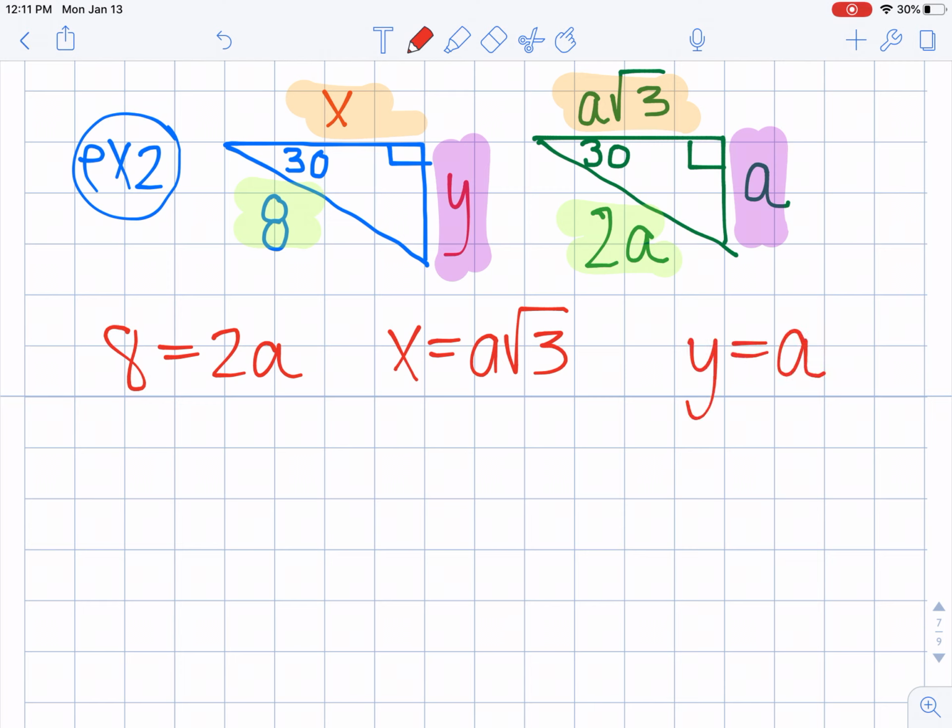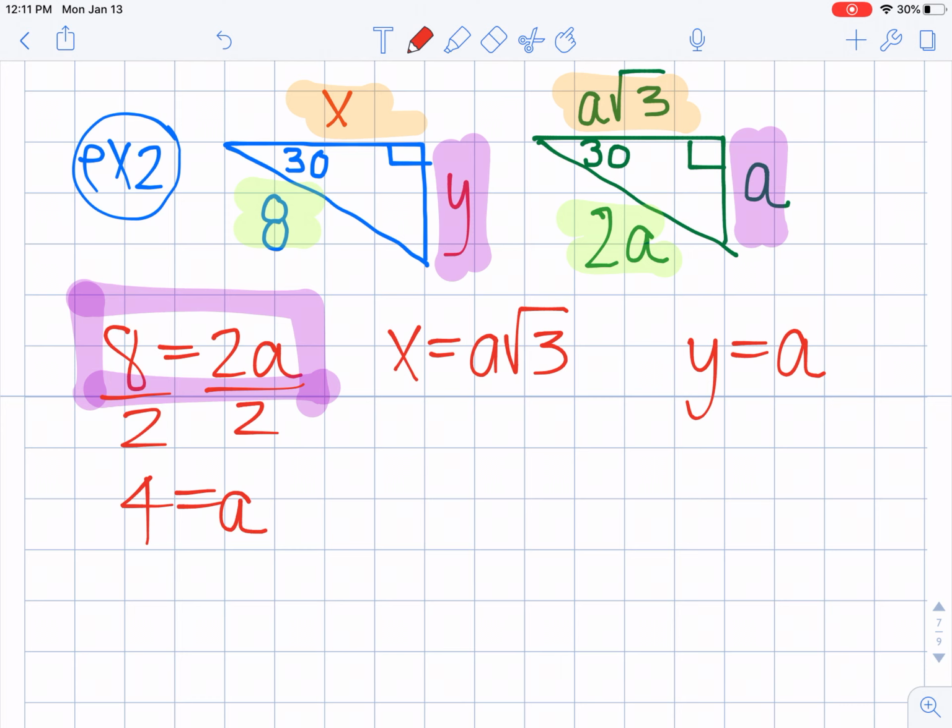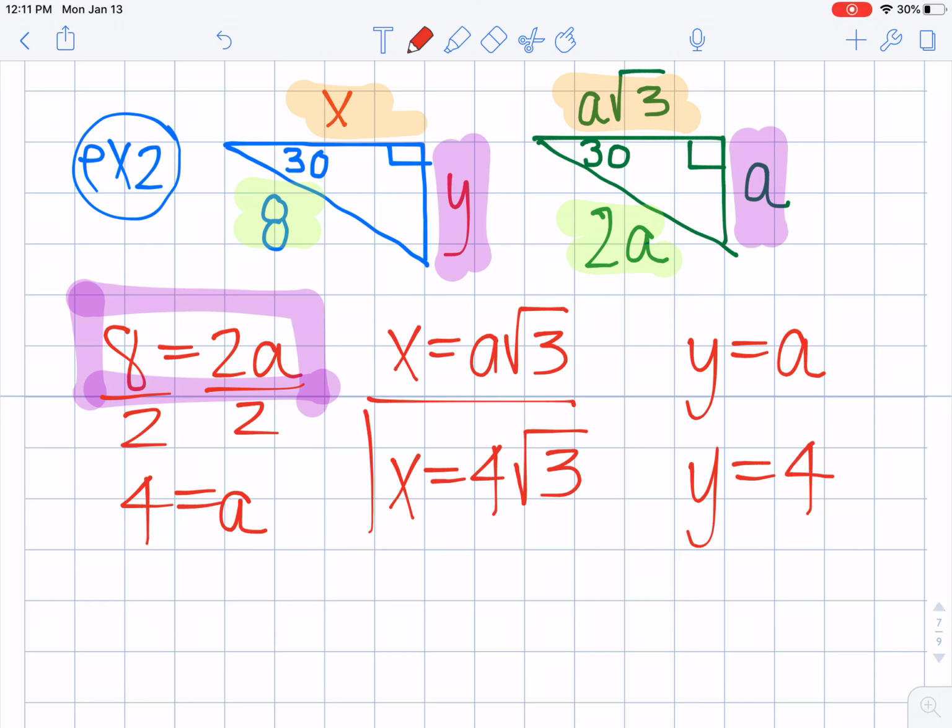Okay, now, unlike the last one, this one I actually am going to have to solve. You'll notice that my first equation, 8 equals 2A, I can solve and get A on the side by itself. So to do that, I'm going to divide both sides by 2. So I get A is equal to 4. So now, wherever I have an A, I can replace it with a 4. So that means my X value is going to be 4 times the square root of 3. And my Y value is just going to be plain old 4. So here's my value for X, and here's my value for Y.